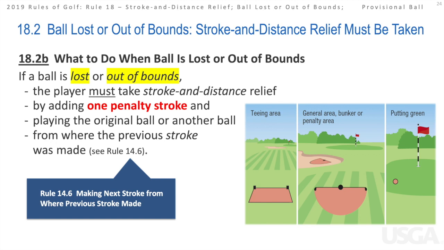So if a ball is determined to be lost or out of bounds, the player must take stroke and distance. That's their option. They add one penalty stroke, and they can play the original ball, or they can substitute another ball, and play it from where the previous stroke was made.